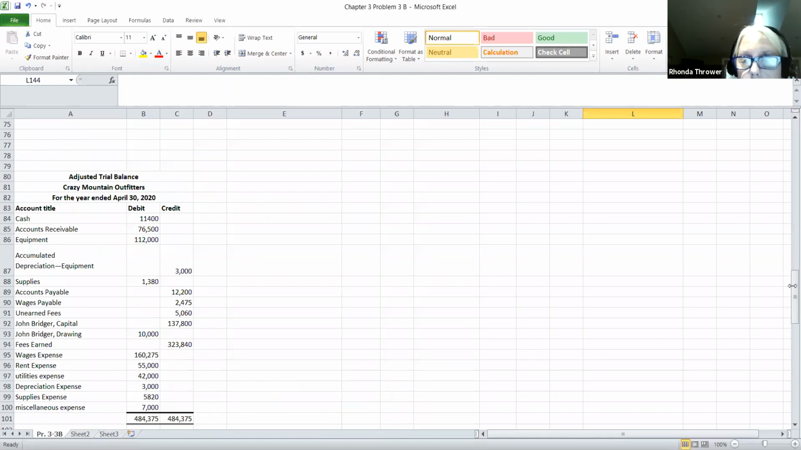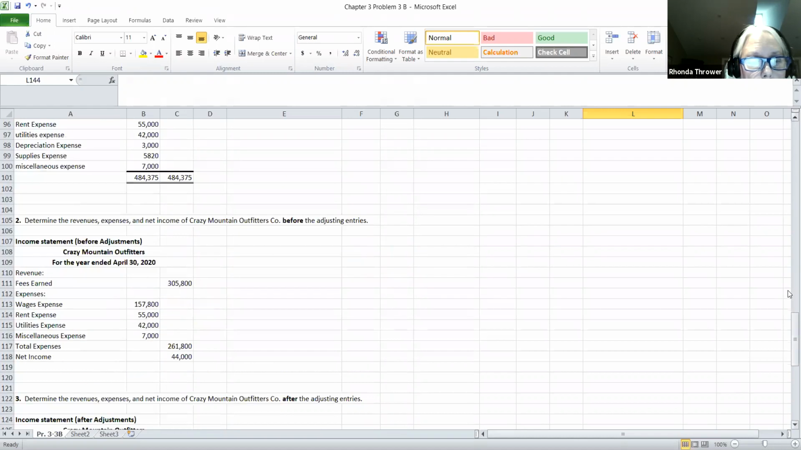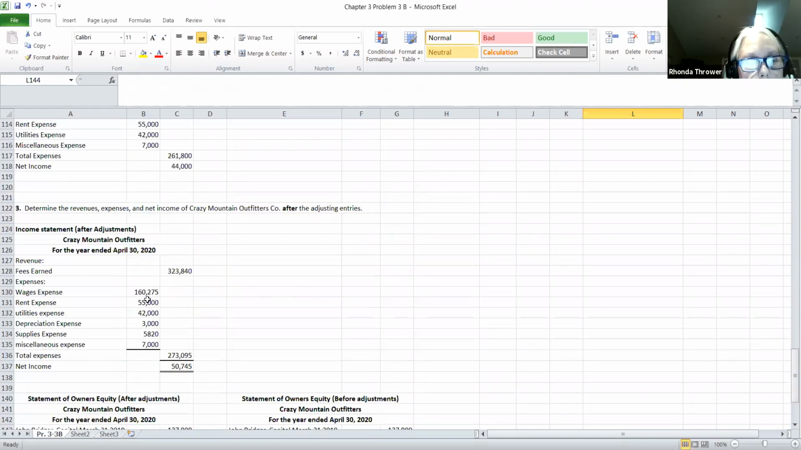I just copied that and pasted it down into this statement here. So all of these expenses added together, the total expenses are $273,095. The total expenses would be subtracted from your total revenue. Notice your net income is $50,745. This is the correct amount of net income.